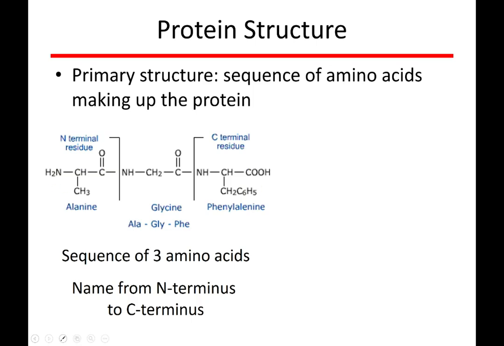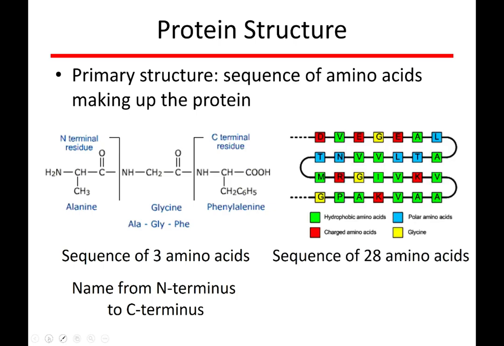Now, if there are only 3 amino acids in your polypeptide, it might be convenient for you to draw the full Lewis structure showing all of the atoms. But the problem is that proteins are made up of much more than just 3 amino acids. There are a lot of amino acids that make up a protein. And so it can start to get very cumbersome and take up a lot of space to draw all of these atoms. And so there are quicker ways of representing a primary protein structure.